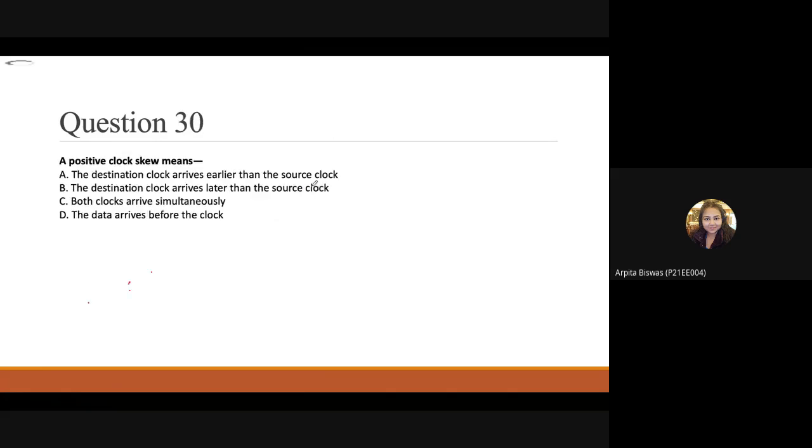Question number 30. A positive clock skew means option A, the destination clock arrives earlier than the source clock, option B, the destination clock arrives later than the source clock, option C, both clocks arrive simultaneously, or option D, the data arrives before the clock. Question number 30, the answer is option B. The destination clock arrives later than the source clock.